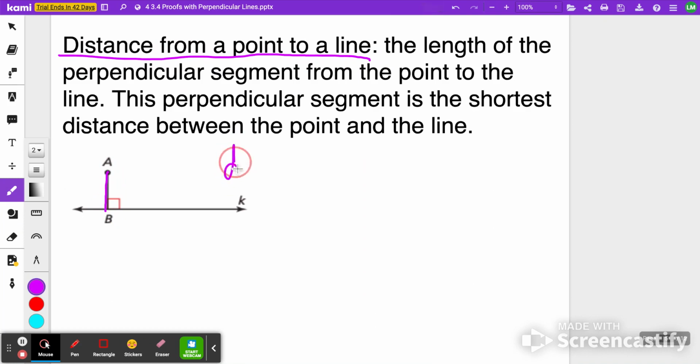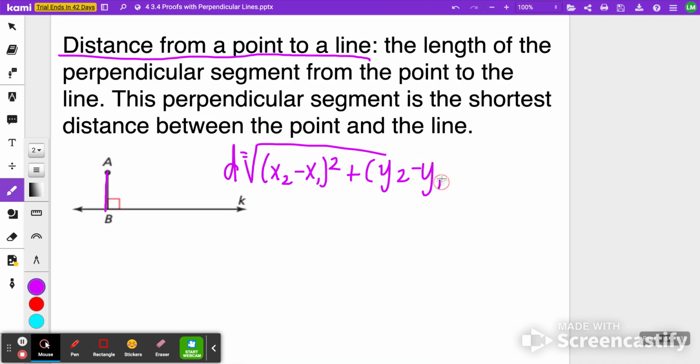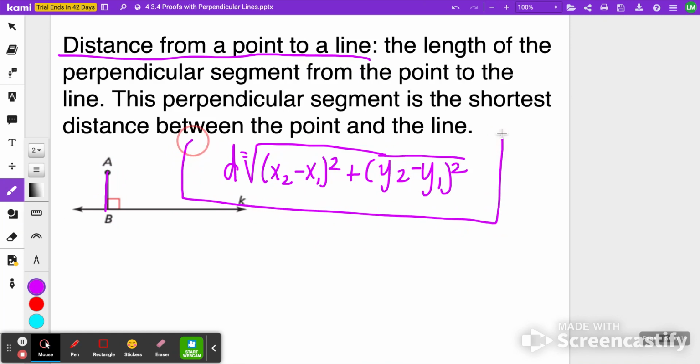Remember, we still are going to be seeing the distance formula, which is the square root of x2 minus x1 squared plus y2 minus y1 squared. Okay, that might be important to copy in your notes. So if you don't have the distance formula there in your notes yet, go ahead and copy that down. And when you're ready, let's click play to see how it's done.